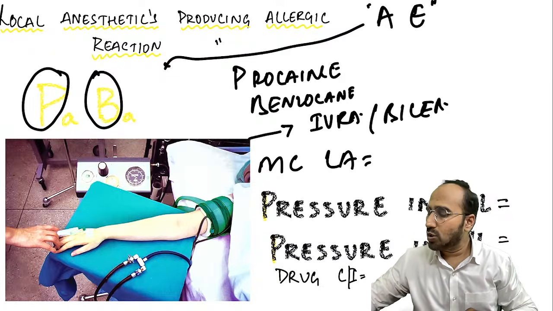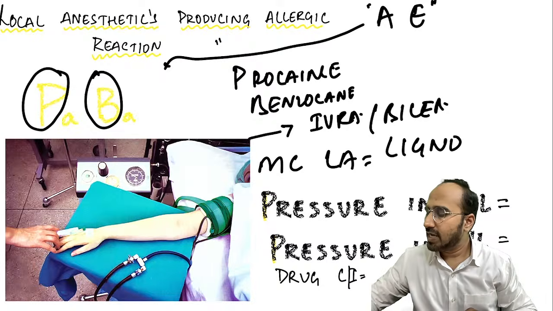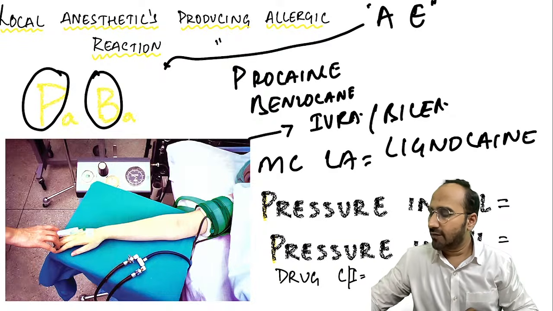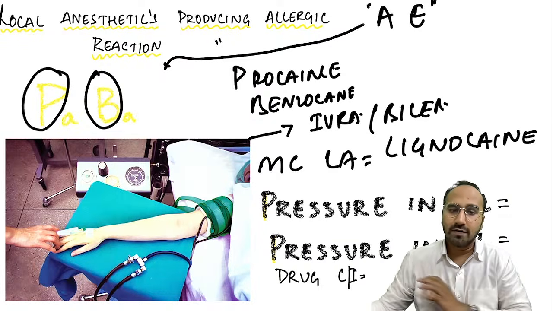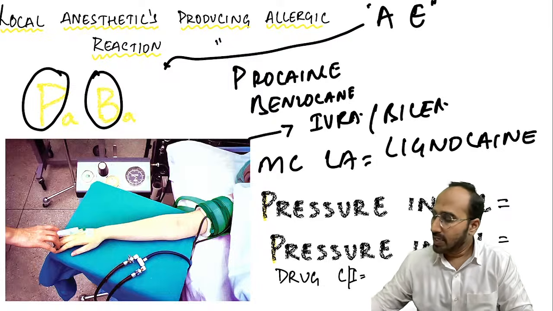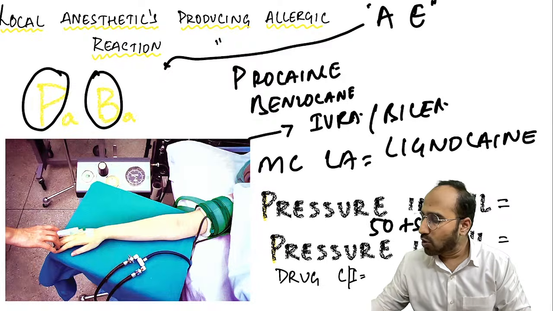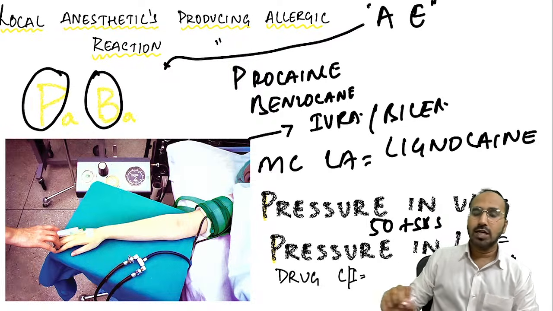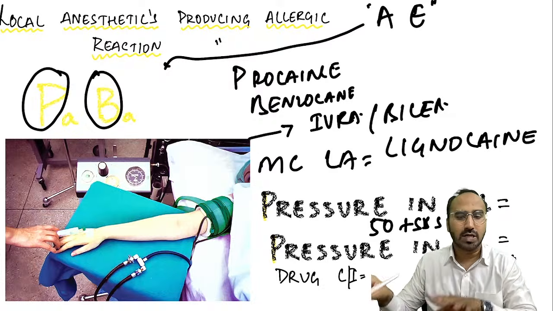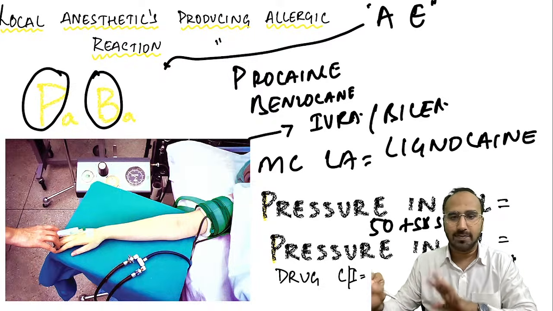What is the most common local anesthetic which can be used in IVRA? It is lignocaine. And what is the pressure of the tourniquet when you are tying on the upper limb? It should be 50 plus systolic BP. And when it is in the lower limb, it should be 100 plus systolic BP. In the lower limb, I have just written 100 plus systolic. I know it's not visible to you, but it's 100 plus systolic.